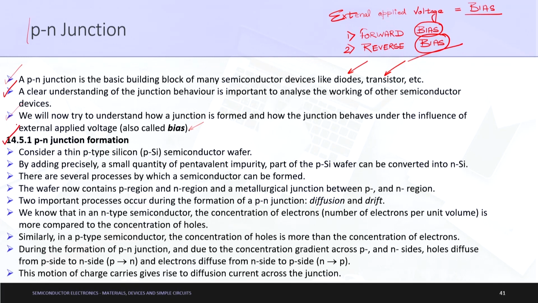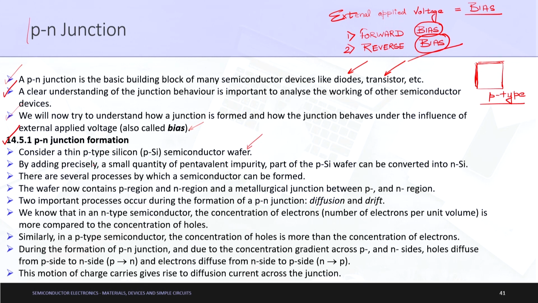Consider a thin p type silicon semiconductor wafer. What does the name suggest? Basically, you need to consider that we have a p type semiconductor, some sort of like this. It has some very small thickness, and this is your p type semiconductor. What is the meaning of p type semiconductor? As the name suggests, p which is positive, that means the impurity added in this will be a trivalent impurity.